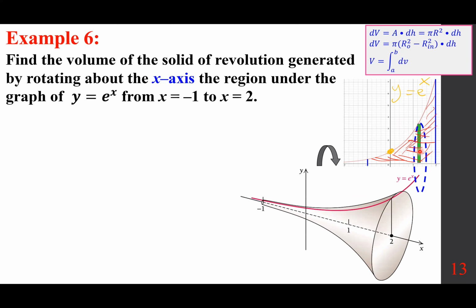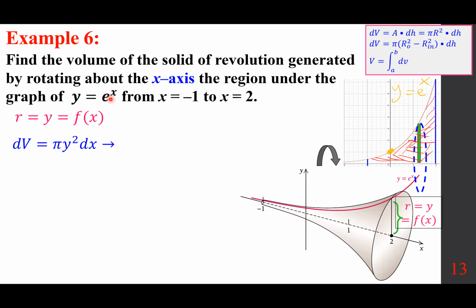This is the height. So we are looking at dV = A dh, pi r squared dh. So we have to figure out the r. The radius is this, the y-axis or f of x. And the thickness is dx. So r, or y, or f of x, we are going to write as e to the power of x. dV is pi r, which is y squared dx.